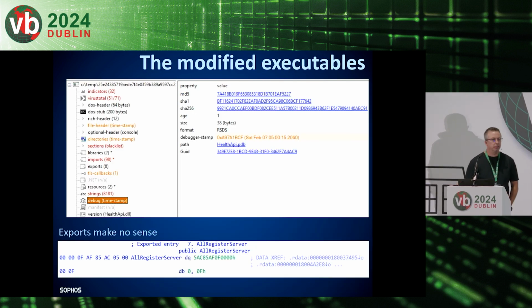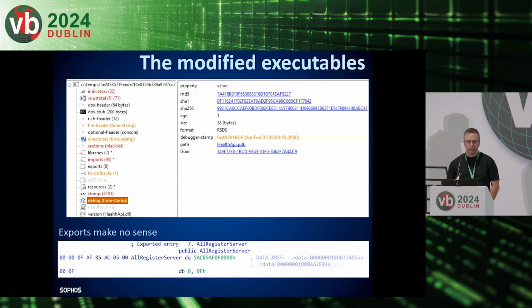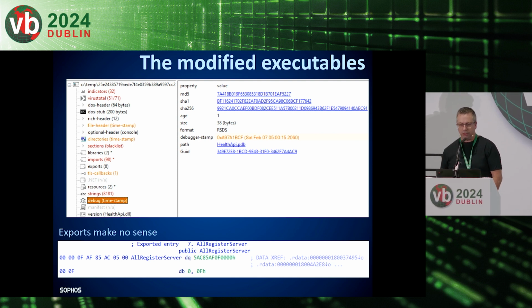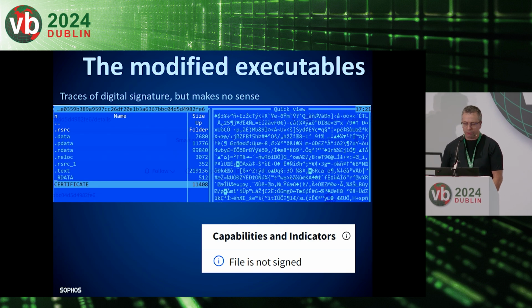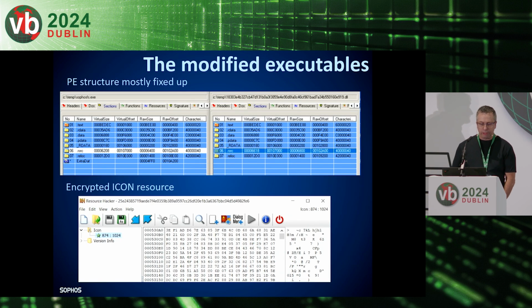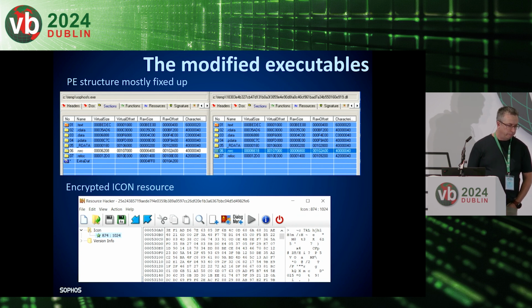So as Gabor mentioned, they overwrote a portion of the code. So that's why when we look at the export table, it looks all confused. In this picture, we also see that the certificate is all confused. Actually, now we see that the file is not even signed. In this picture, we see that the PE structure was mostly fixed up, but one thing we do notice is that extra PE resource within the icon resource type.